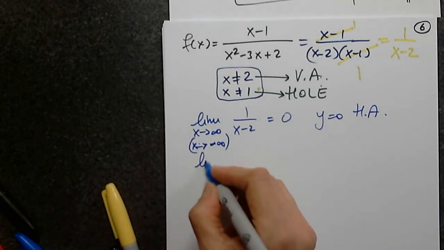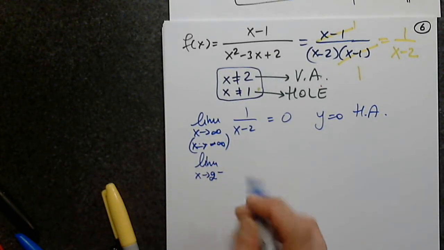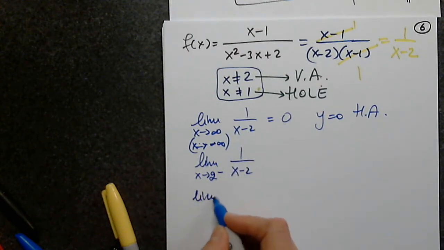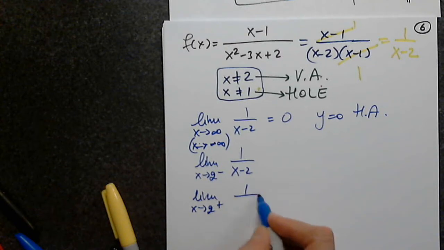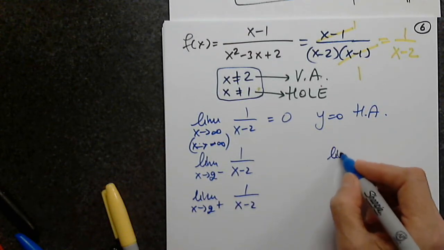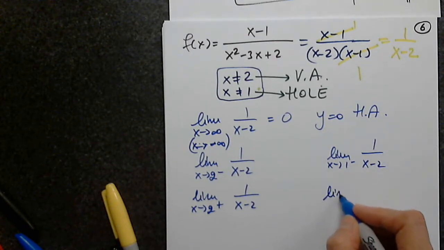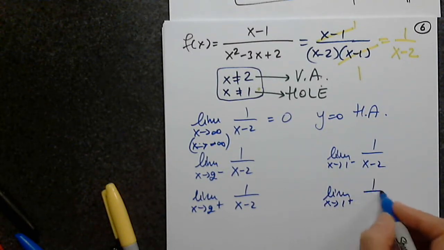But then I have to determine the limit as x approaches 2 from the left. Limit as x approaches 2 from the right. Limit as x approaches 1 from the left. And limit as x approaches 1 from the right.